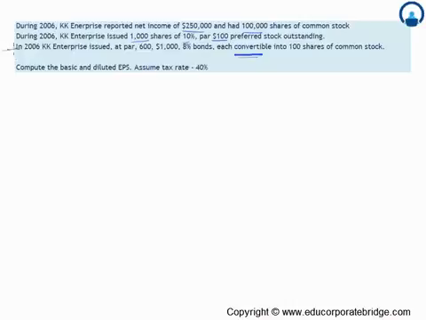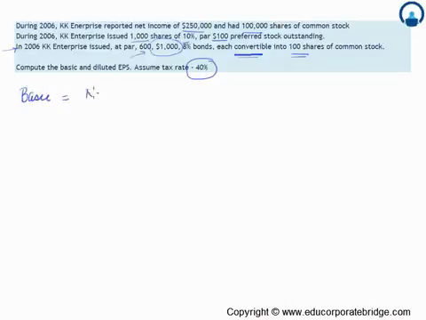In addition, they have also issued 8% bonds at a par value of 1,000 and they are 600 in number, each of them being converted into 100 shares. And also provided is the tax rate. So let's calculate the basic EPS first, real quick.